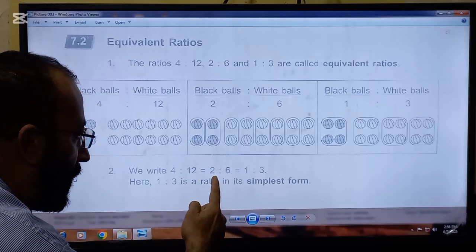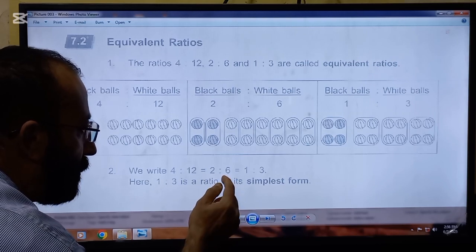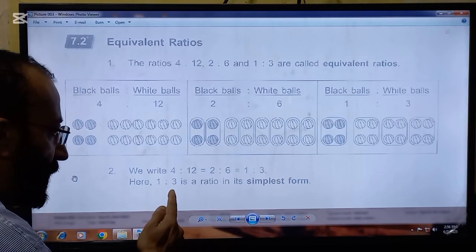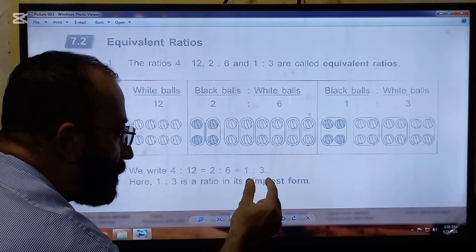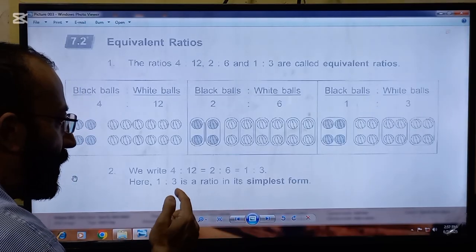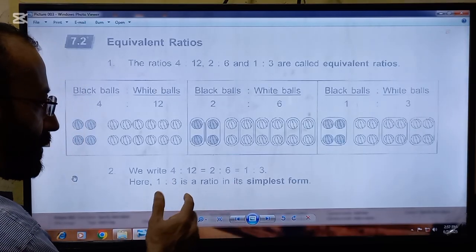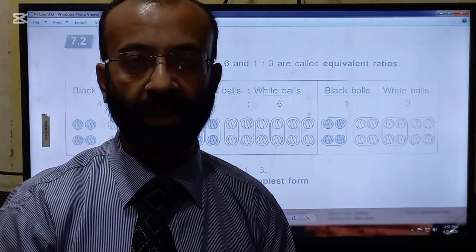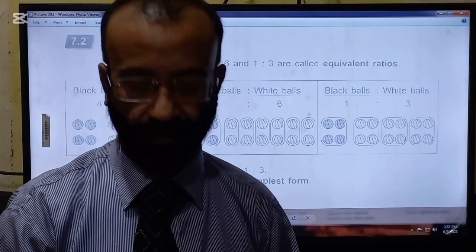In the second ratio, if we divide the numbers of the ratio by the same number 2, so 2 1s are 2 and 2 3s are 6, so the same answer will be obtained. And this is already in simplest form, so this is the answer. So it means all three ratios are having the same answer. So when the ratios are having the same answer, these ratios are called equivalent ratios.